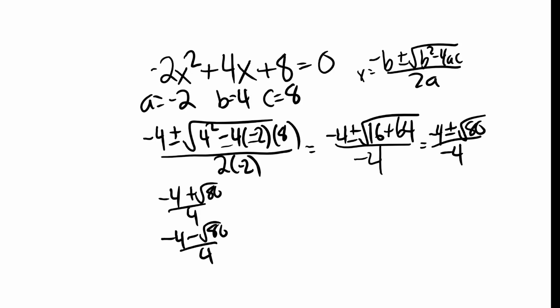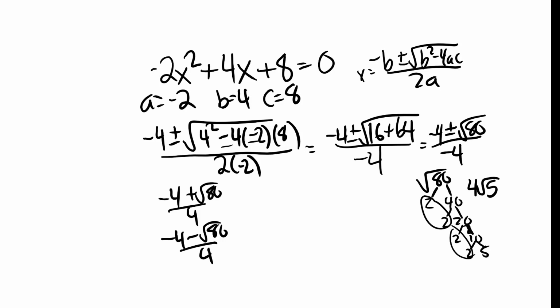But we can't stop here, because the square root of 80 is actually something we can pull apart further. So what goes into 80? 2 and 40, 2 and 20, 2 and 10, and 2 and 5. So I can pull out a pair of 2, so I can pull out 4. And so I can rewrite square root of 80 as 4 root 5. Okay. So I could call this negative 4 plus 4 root 5 over 4, and negative 4 minus 4 root 5 over 4. And are we done?